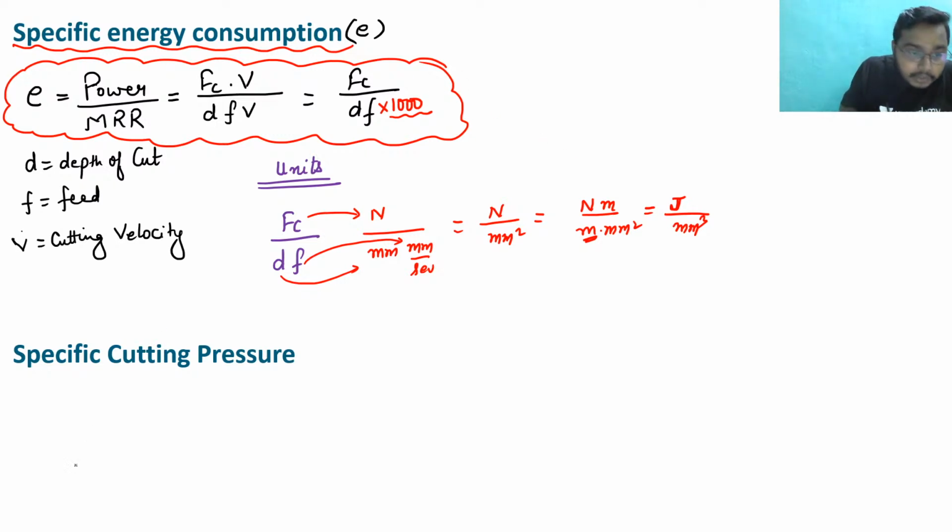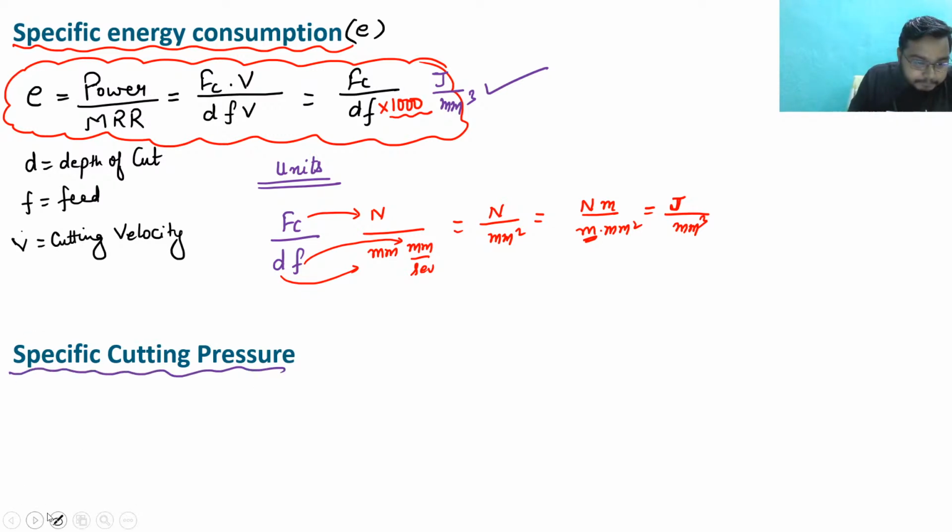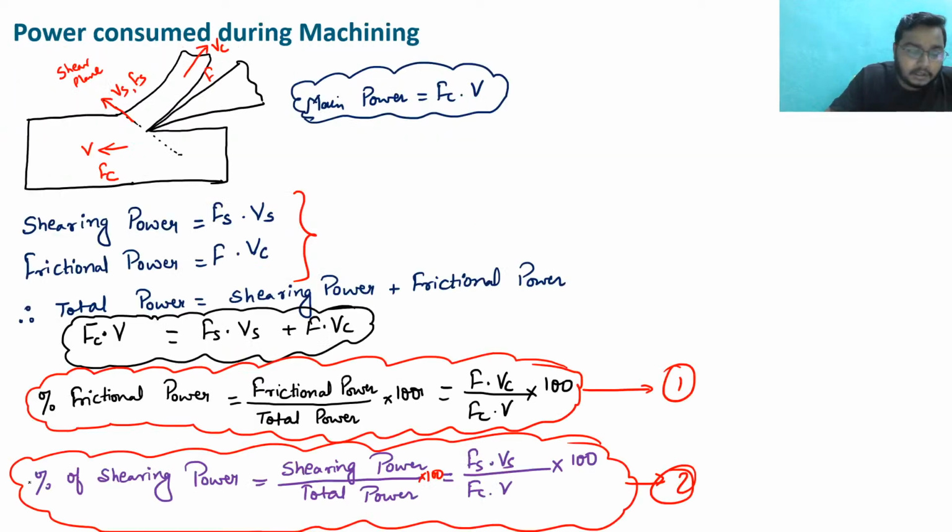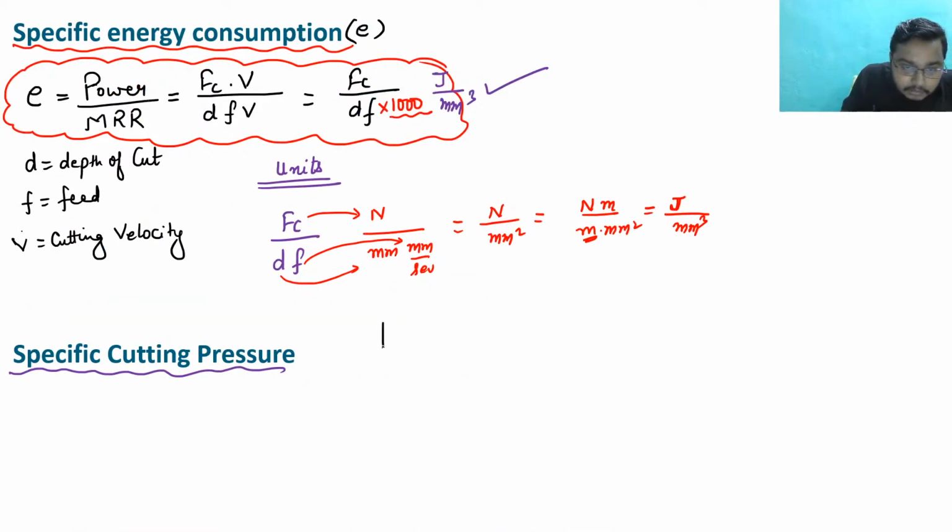So the unit is going to be joule per millimeter cube. I hope this is clear. Specific energy consumption is clear to you, and how the units are there for specific energy consumption. Now see, next part is specific cutting pressure. What is specific cutting pressure? See, when you are machining, so in this plane actually, just a little bit, I'm just drawing.